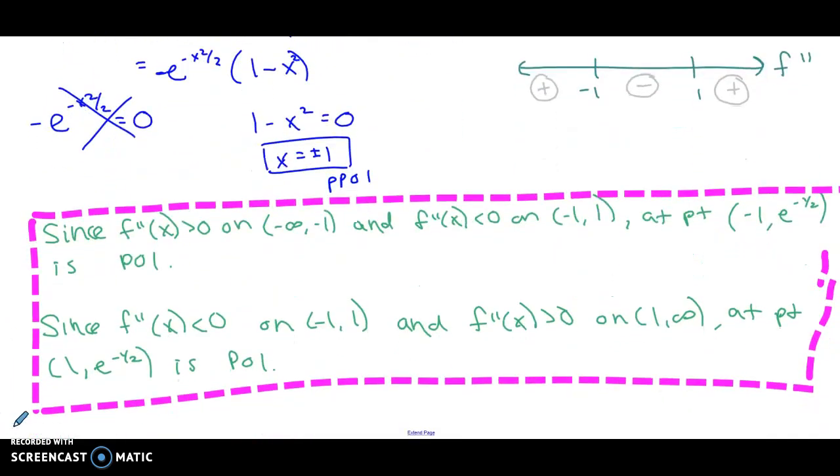So in my derivative speak, I wrote, since f double prime of x is greater than 0 on negative infinity to negative 1, and f double prime of x is less than 0 on negative 1 to 1, at the point negative 1, e to the negative 1/2 is a point of inflection. Likewise, since f double prime of x is less than 0 on negative 1 to 1, and f double prime of x is greater than 0 on 1 to infinity, at the point 1, e to the negative 1/2 is also a point of inflection. Great.